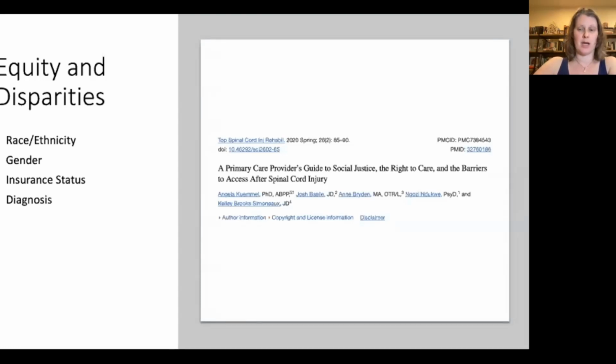This has been specifically assessed and verified in certain subspecialty care, for instance, obesity treatment in patients with chronic spinal cord injury. Another aspect of care that creates disparities is inequitable access to rehabilitation services based upon insurance status. Now, I hope I've impressed upon you the importance of rehab.